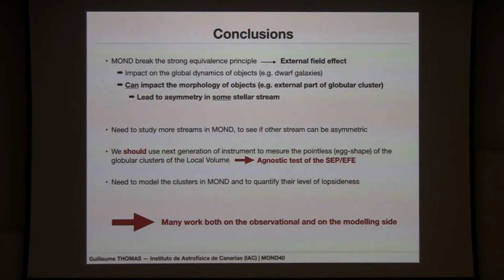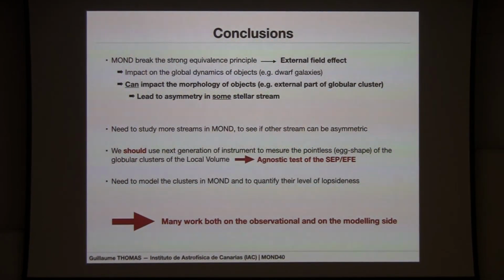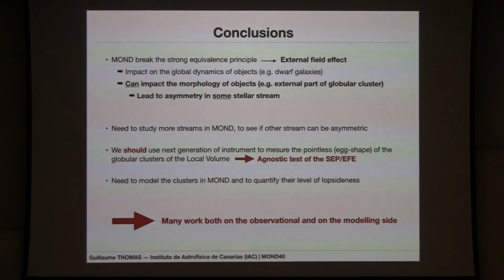And I leave you with the conclusions that are written here. The big conclusion is that we still have much work, both on the observational side, to detect the globular clusters and to quantify their morphology, but also on the modeling side, either for the globular clusters or for the stellar streams as well.